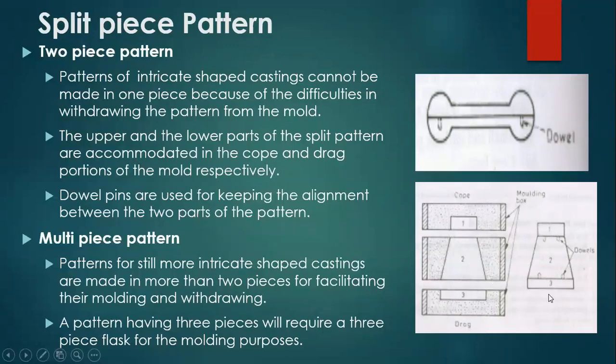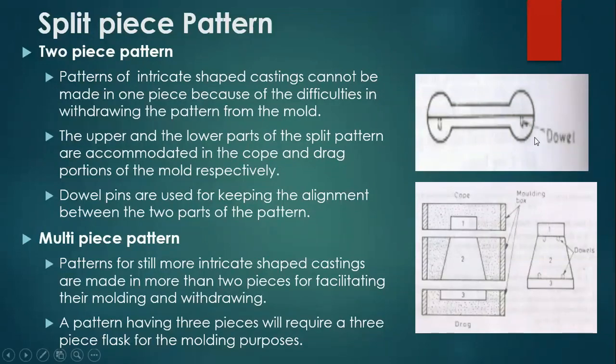For molding of the 3-piece pattern, we need to have a 3-piece box. That is, the upper part of the flask is called the cope, the lower part of the flask is called the drag, and the intermediate part of the flask is called the cheek. A 3-piece flask is required for the molding operation of a 3-piece pattern.